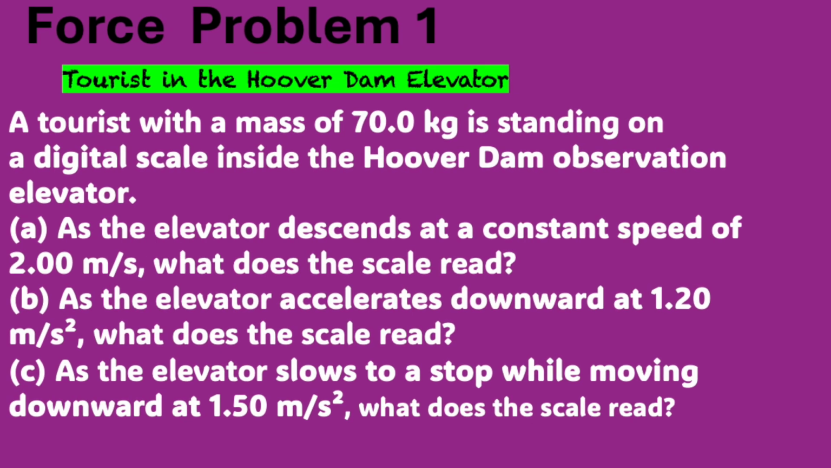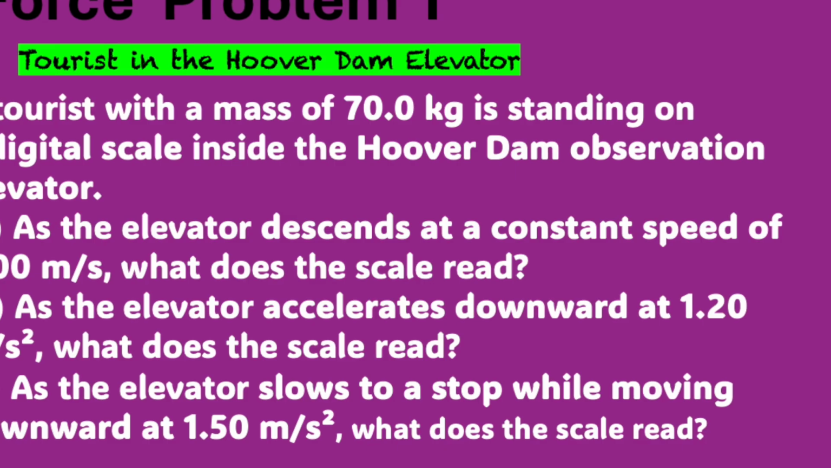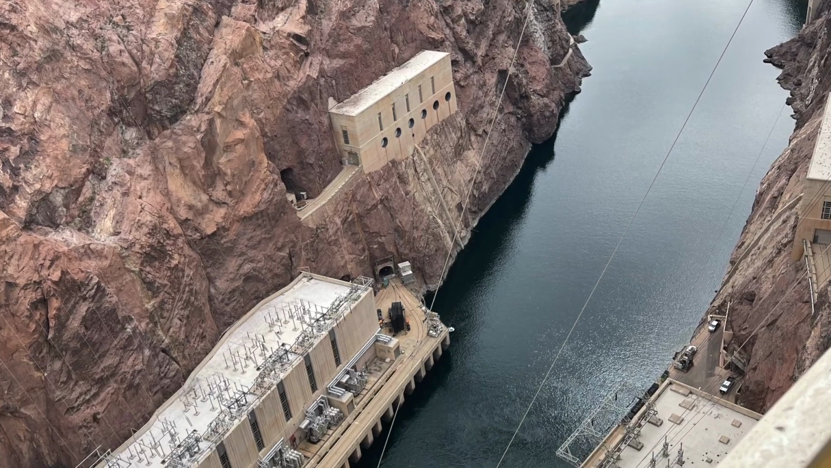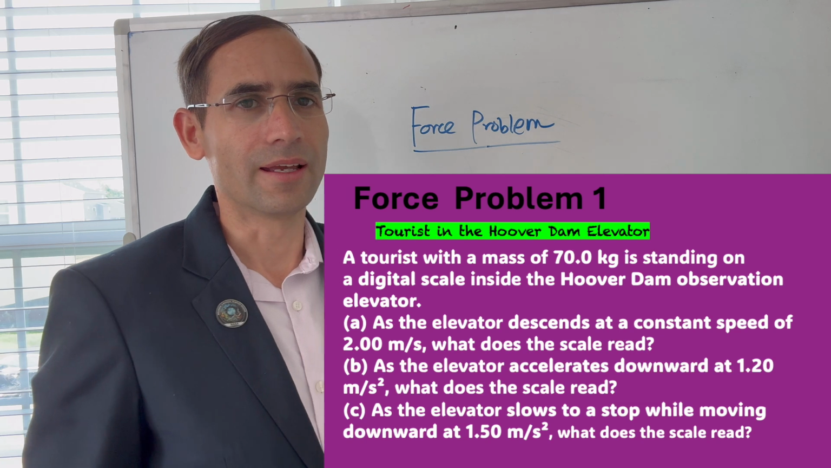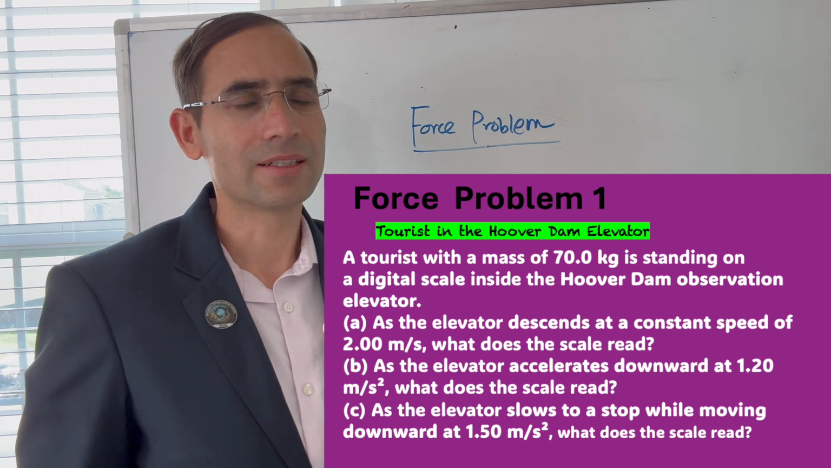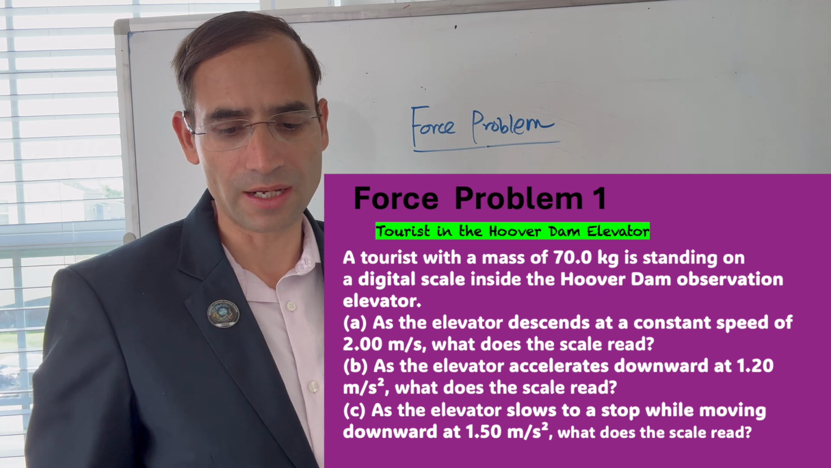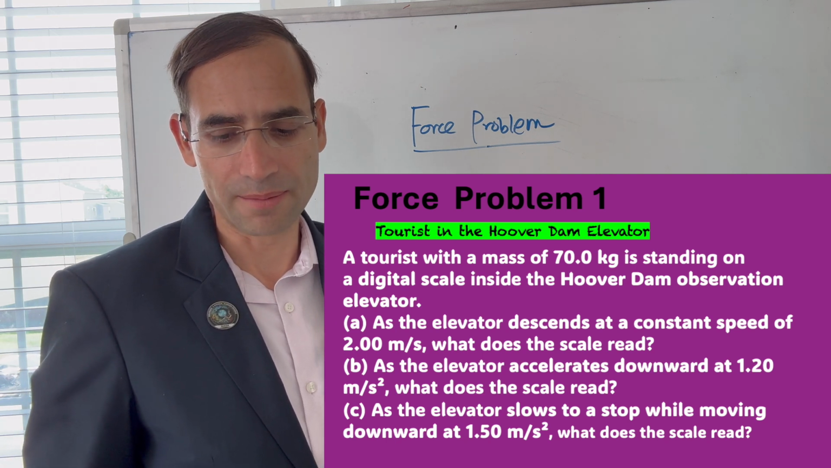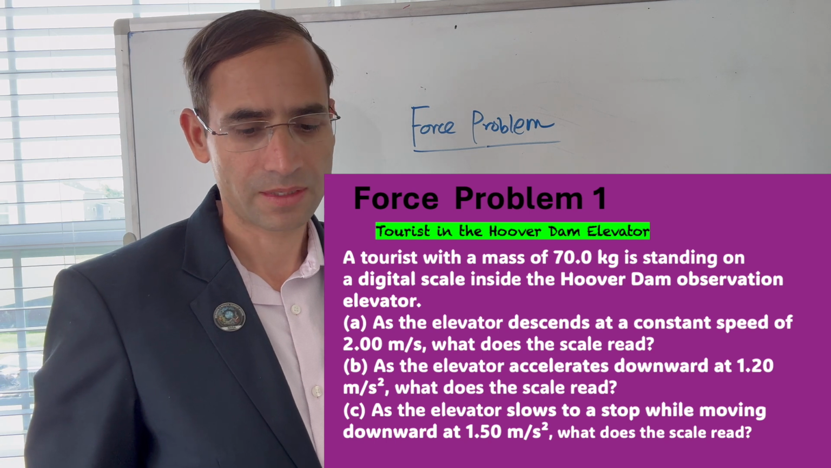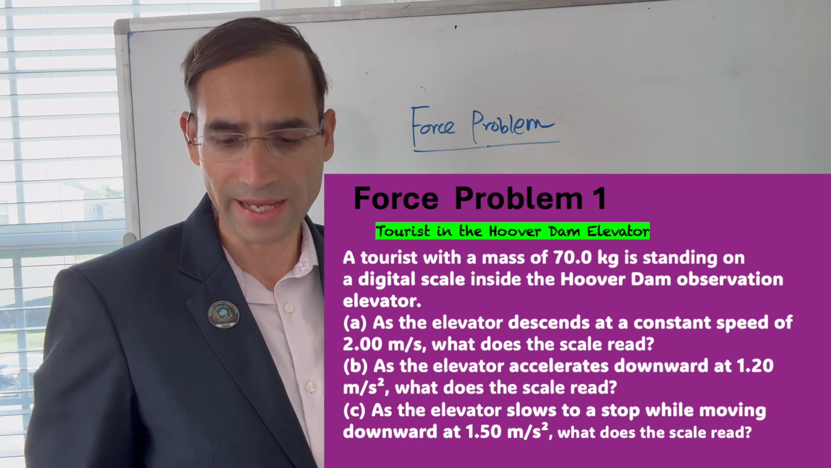A tourist in the Hoover Dam elevator. If you visit the Hoover Dam, it's fantastic. And the tourist is taking his weight when going through the elevator in that observation tower. A tourist with a mass of 70 kilograms is standing on a digital scale inside the Hoover Dam observation elevator. Number A, the elevator descends at a constant speed of 2 meters per second.